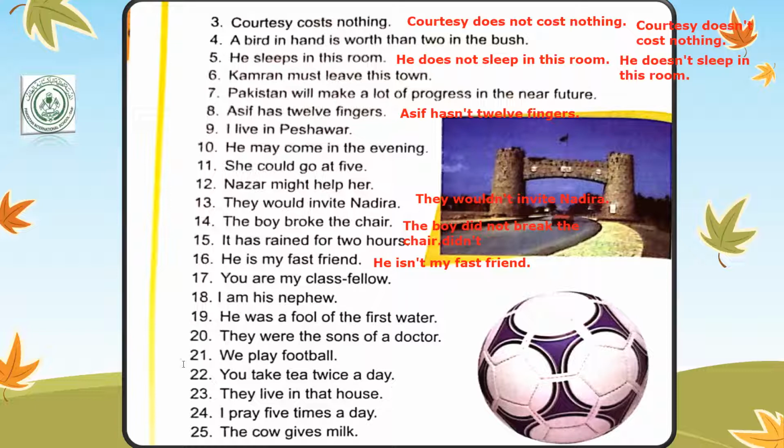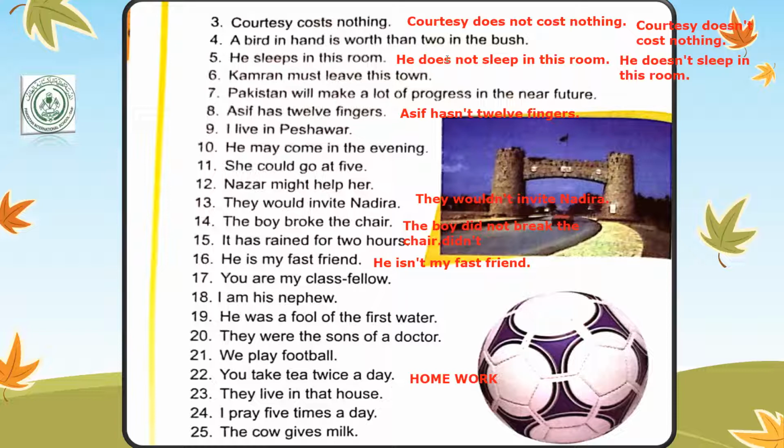Like this. So from 19 to 25 is your homework, dear students. Just finish this and then send it to me. Very easy, very easy. He was a fool of the first water. He was not a fool of the first water. He wasn't a fool of the first water. They were the sons of a doctor. They were not the sons of a doctor. They weren't the sons of a doctor.